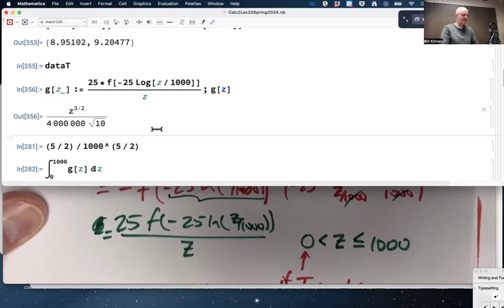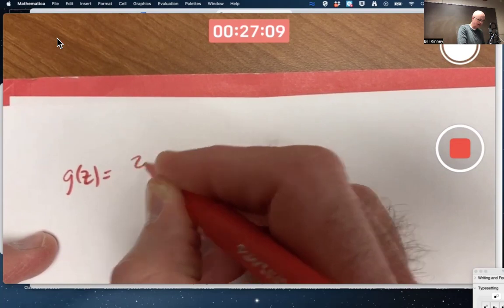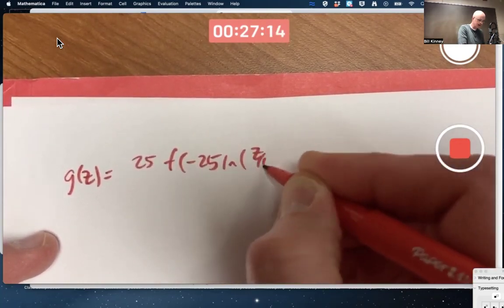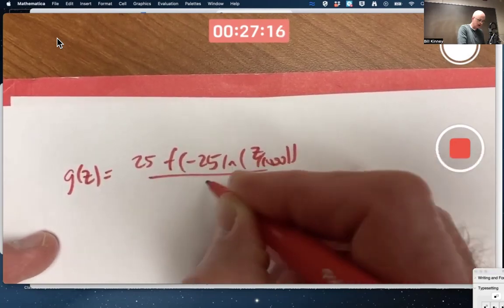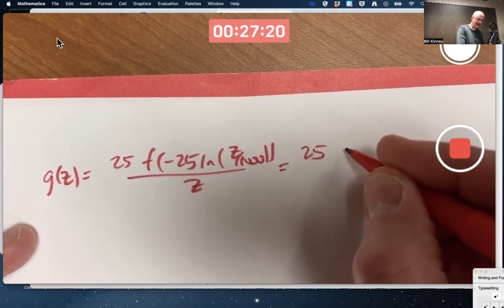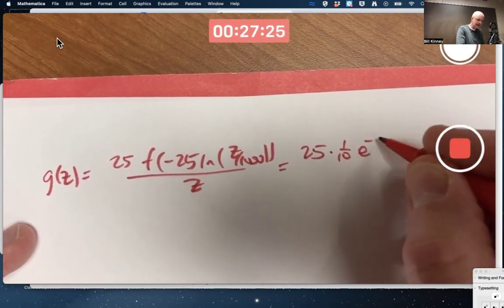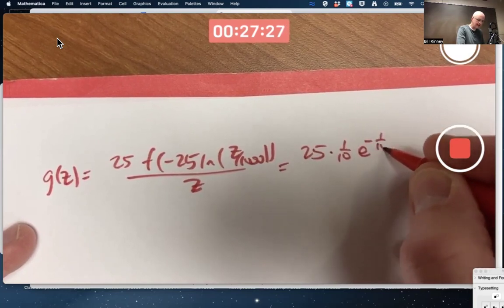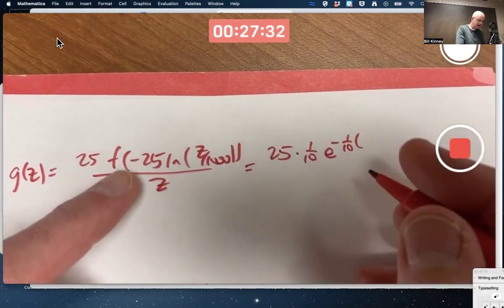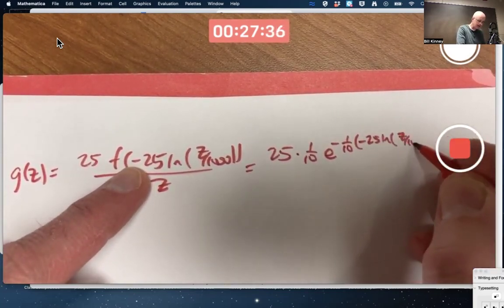Let's confirm this by hand. Little g of z is 25 little f of -25 ln of z over 1,000, all over z. What is little f? It's lambda, which is 1/10, times e to the negative 1/10 times t. But what is t now? I need to replace t with this crazy thing, -25 ln of z over 1,000.